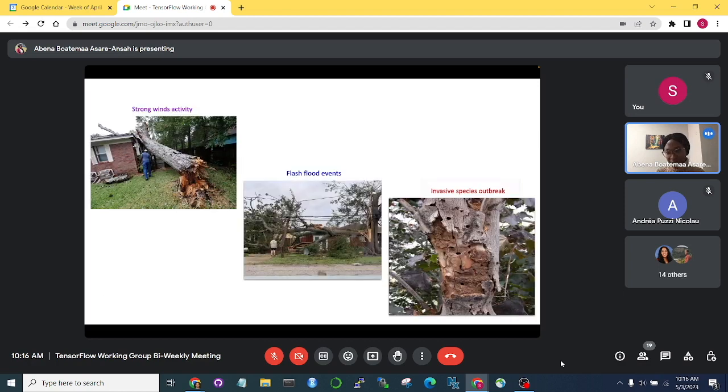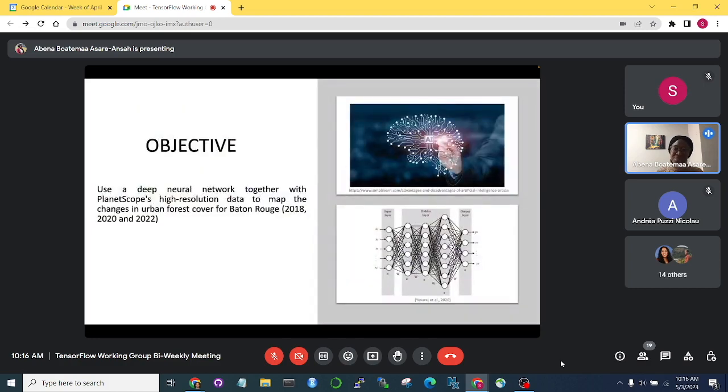This is just a few pictures I put together showing strong wind activity that can affect the urban forest as well as cause other damages, and the same with a flash flood event and invasive species. There's one thing I also learned in school about planting the right tree in the right place. If you plant a pine tree, it can grow very, very high, but a pine tree doesn't have the capacity to withstand strong winds. So in the event of a strong wind, it can fall and destroy your building property. So you need to know where exactly to plant what type of tree so that it doesn't damage your property.